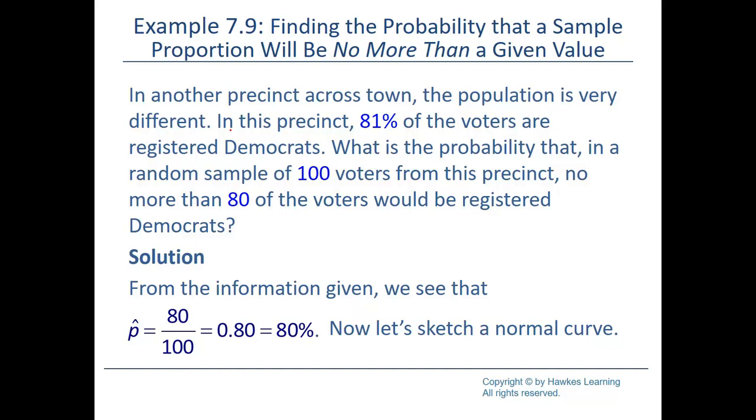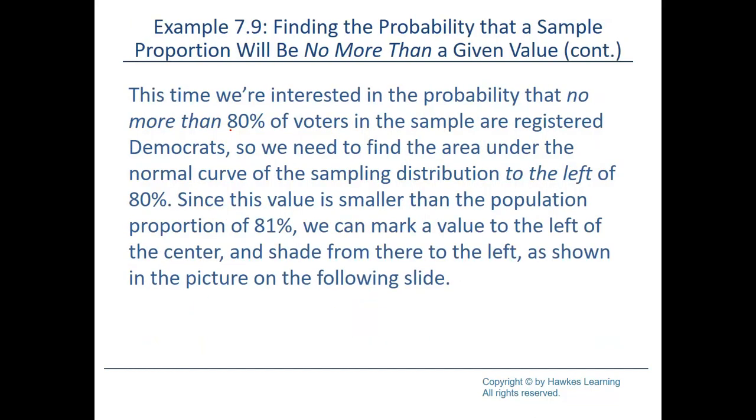Now, make note of the words. It says no more than 80 of the voters. So no more than 80%. So we're actually interested in no more than 80% of the voters in the sample being registered Democrats. So what this means, if it says no more than, is that it can be that or less. It can't be bigger than 80%. So I can be less than it, but not bigger. So this means all the area to the left of our 80%.